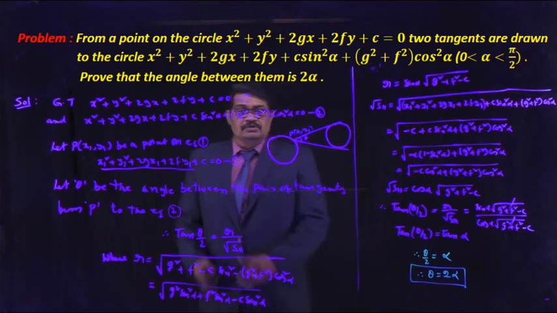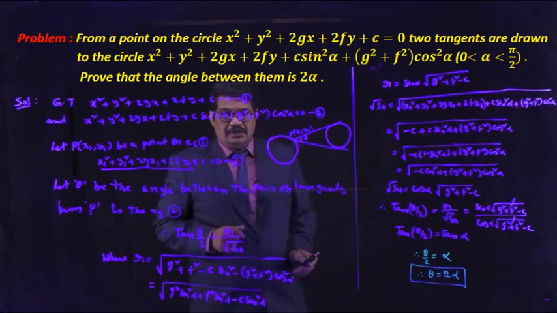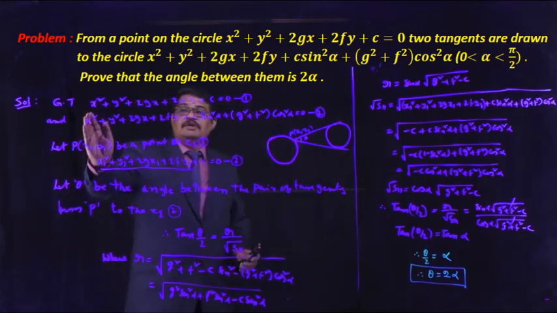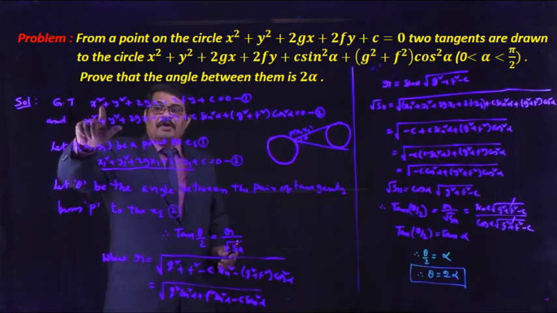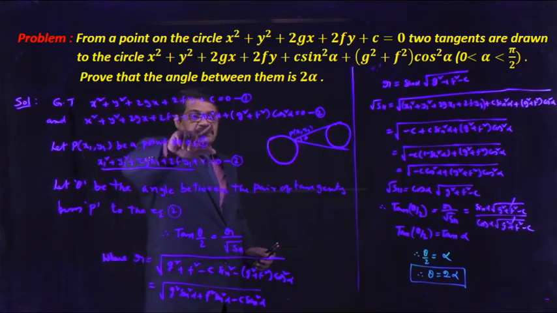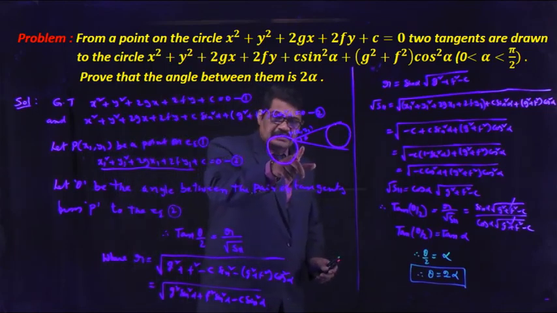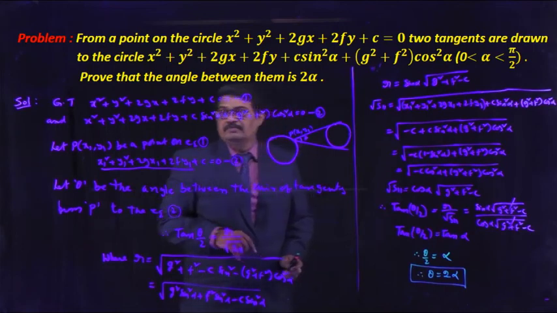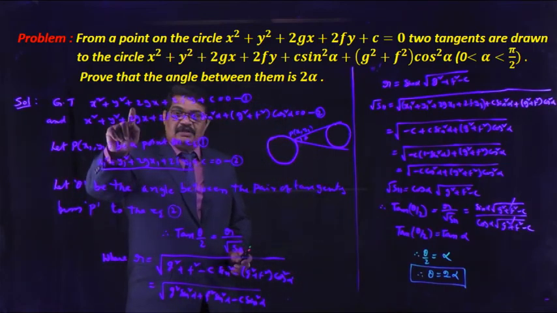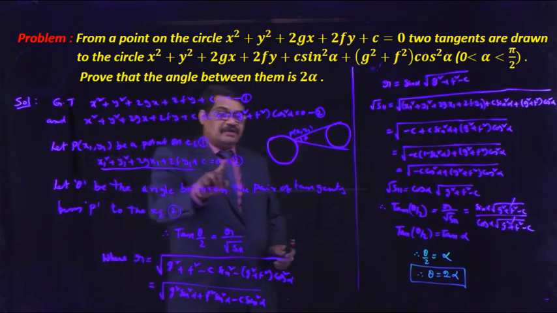Okay. So first, once again I recall the question. From an external point, a point on the first circle, draw the tangents to the second circle, and the angle between these tangents is 2 alpha. That is our problem. Now we have taken x1 y1 to be a point on the first circle. So now substitute that point in the first circle. We are getting that, the equation 3.